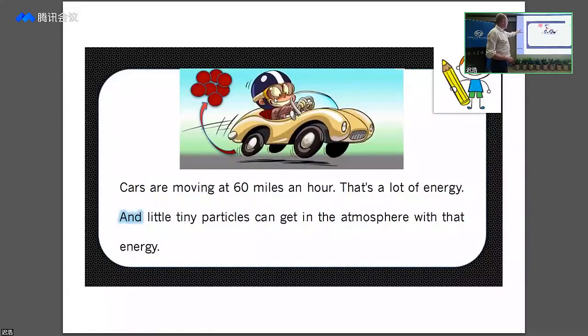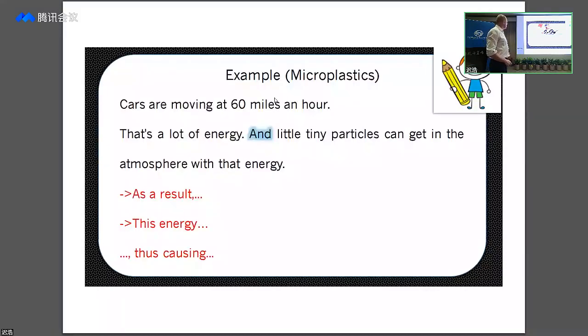So here's an example. Have a look at this, from an informally written text. Cars are moving at 60 miles an hour. That's a lot of energy. And little tiny particles can get into the atmosphere with that energy. What does and actually mean here? In addition? Does it mean as a result? It's actually ambiguous. We don't really know what the author of this text actually means.